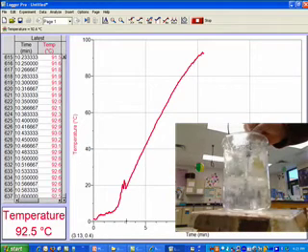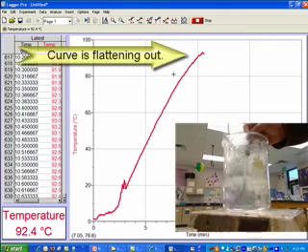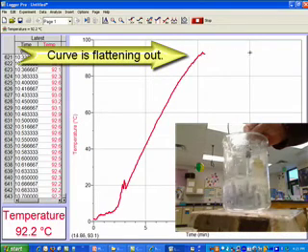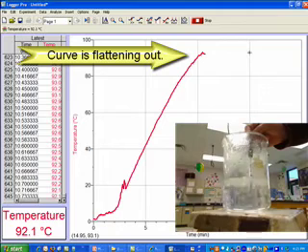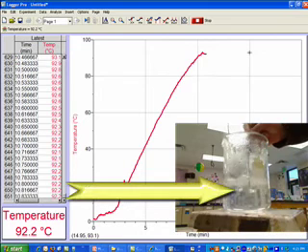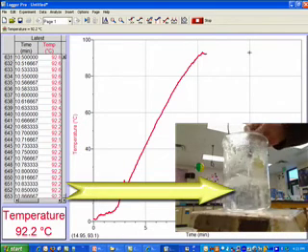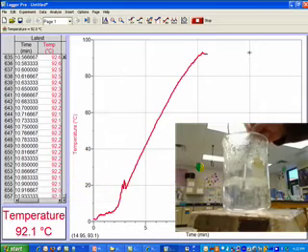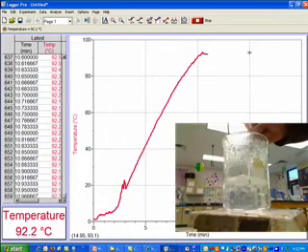And notice, folks, what's happening is the graph right here is flattening out. And it's going to stay at the same temperature for a very, very long time. How long will it stay that way, Mr. Sam? Until all of that water's gone, which would be probably an hour from now, maybe a half hour. Yeah, something like that. Notice how it's starting to flatten out.